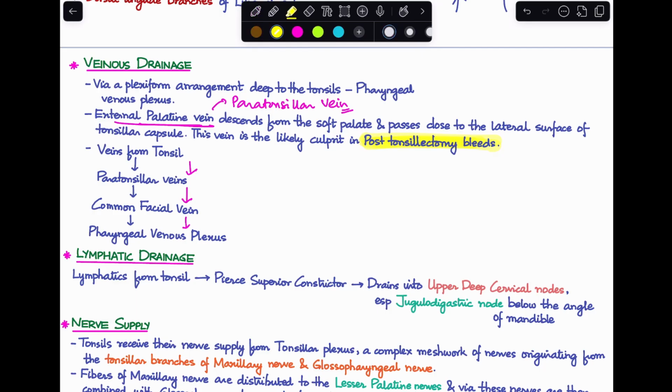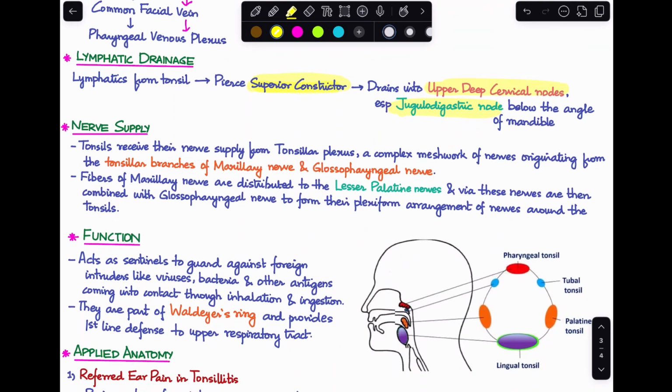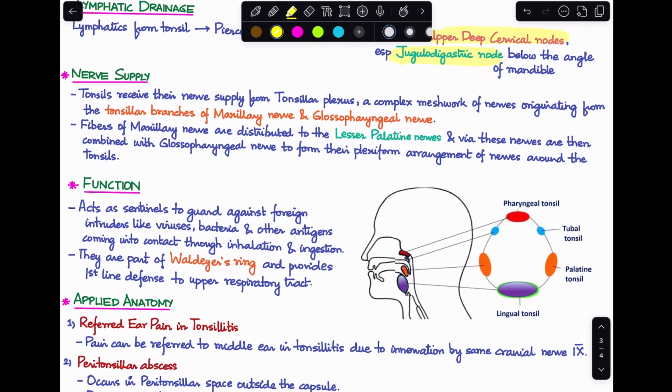Now, all the lymphatics from the tonsil end up piercing the superior constrictor muscle, which is the structure of the tonsil bed, and then drain into the upper deep cervical nodes. Out of these upper deep cervical nodes, the most prominent one is the jugulodigastric node, which lies just below the angle of the mandible. Next, let's talk about the nerve supply of the tonsil.